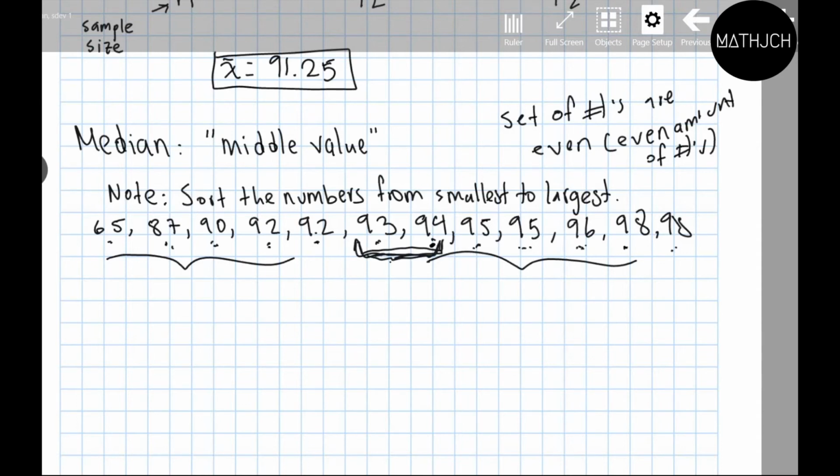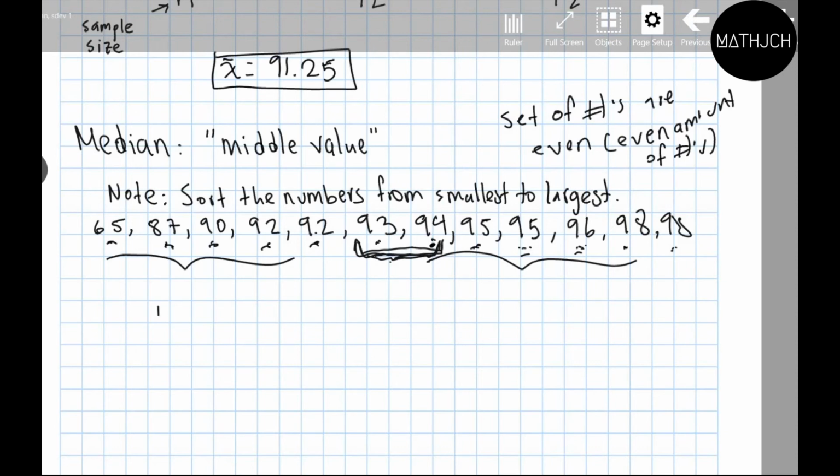Let's see how many numbers are to the left of those two numbers, and how many numbers are to the right. So we have 1, 2, 3, 4, 5 numbers to the right. Now let's see to the left: 1, 2, 3, 4, 5. So we have two values that are in the middle.